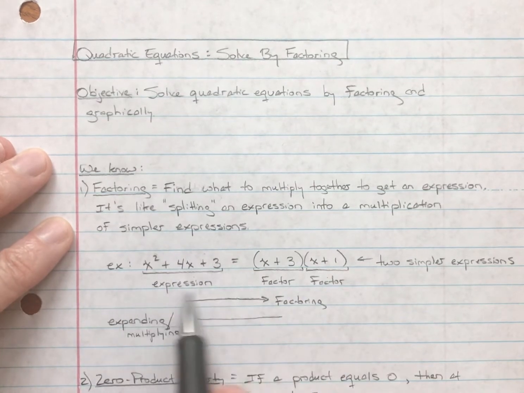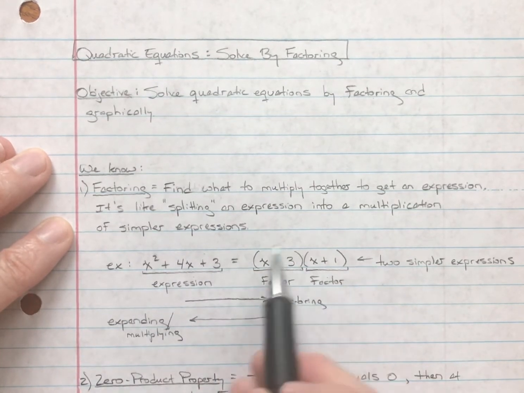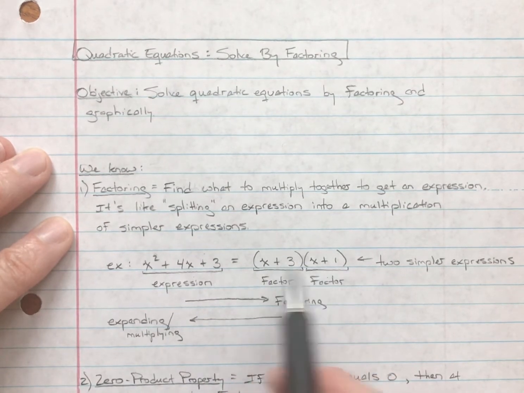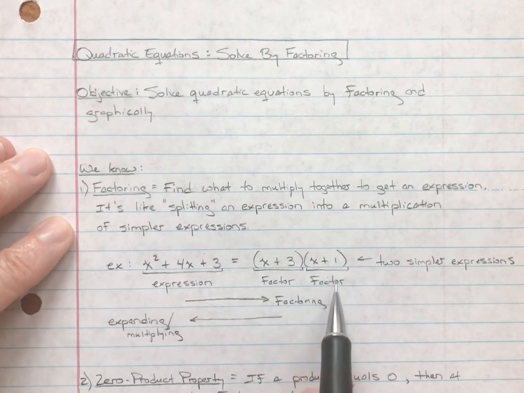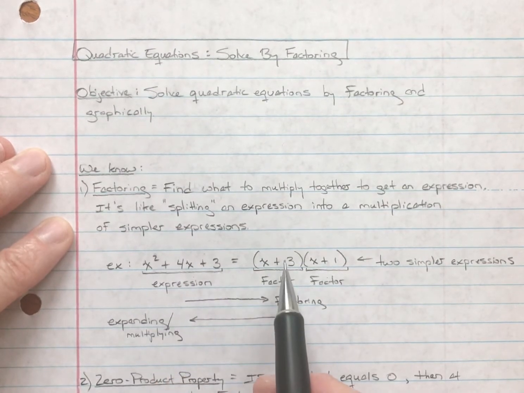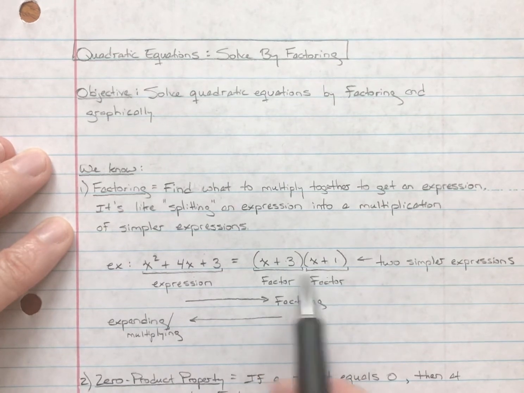So moving from the expression to the product is called factoring. Moving from the factors themselves over to the product is called expanding or multiplying. So moving from the expression toward a multiplication problem here.